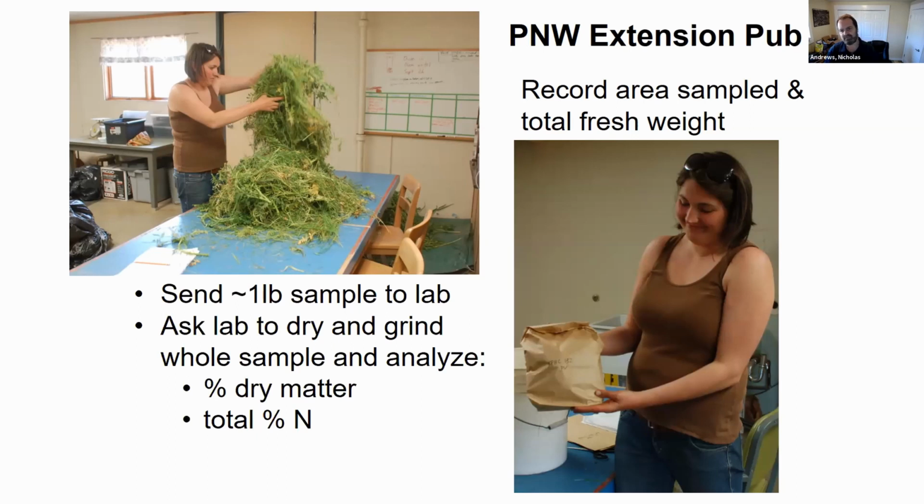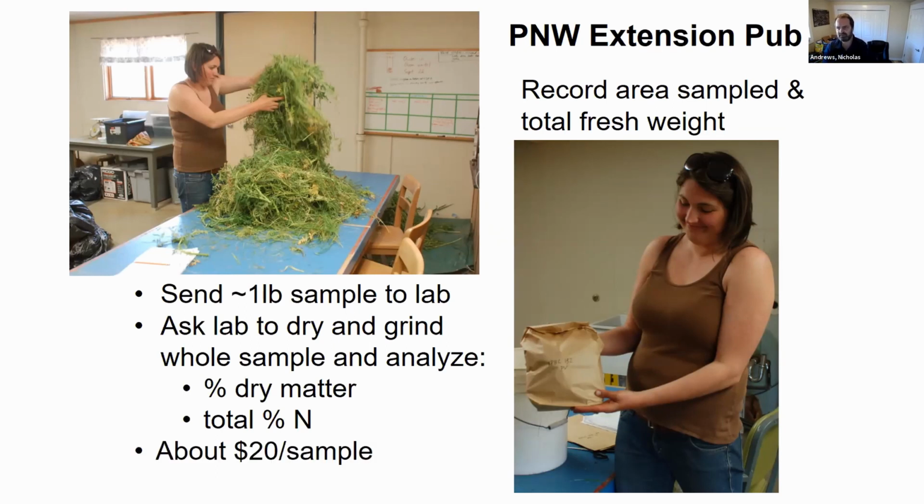But if you've got mixed cover crops, mixed species, it's an important request that they dry and grind the whole sample and mix it up before they take that little tiny subsample that they're actually going to analyze. All you need from them is percent dry matter and total percent nitrogen.